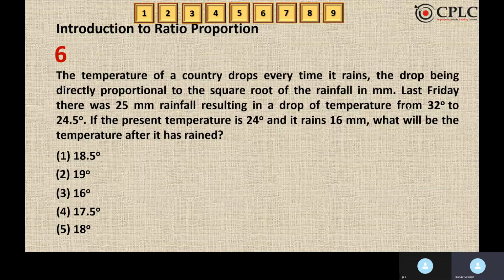The temperature of a country drops every time it rains, the drop being directly proportional to the square root of rainfall in mm. Last Friday, there was a 25 mm rainfall, resulting in a drop of temperature from 32 degrees to 24.5 degrees. If the present temperature is 24 degrees and it rains 16 mm, what will be the temperature after it has rained?